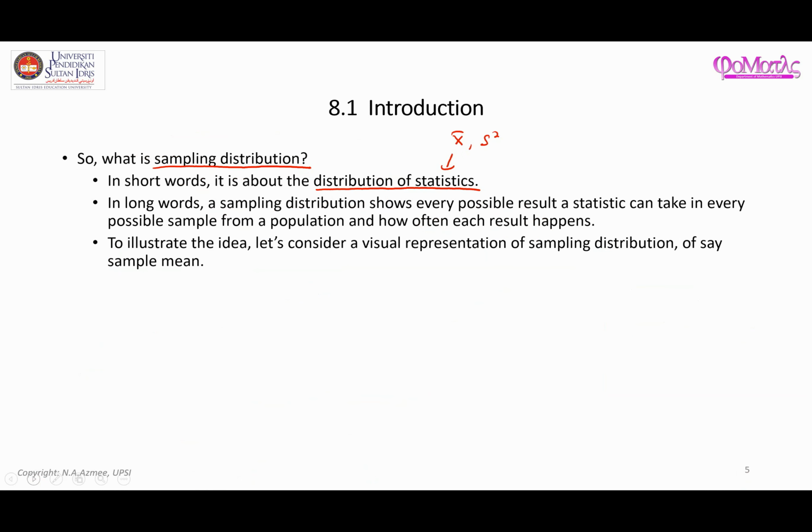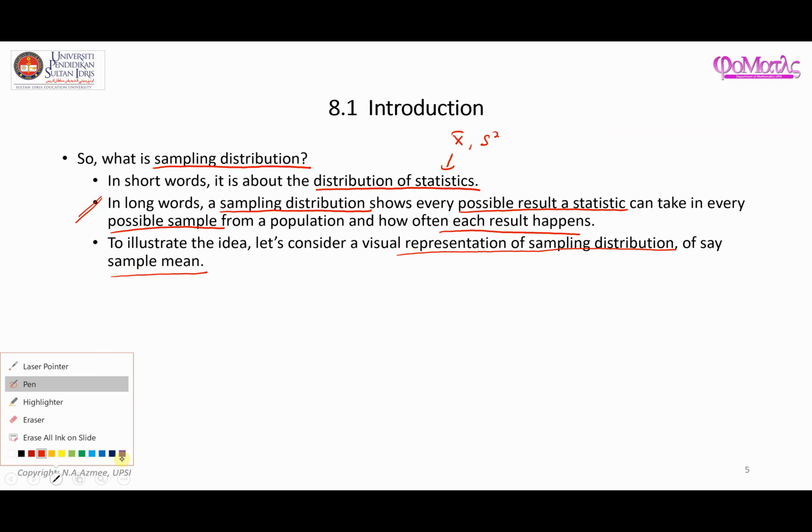Now, in long words, a sampling distribution shows every possible result a statistic can take in every possible sample from a population, and how often each result happens. And I think the idea of this is better illustrated with a simple example, and that's what I'm going to do. I'm going to consider a visual representation of the sampling distribution of the sample mean. That's what we're going to do right now.